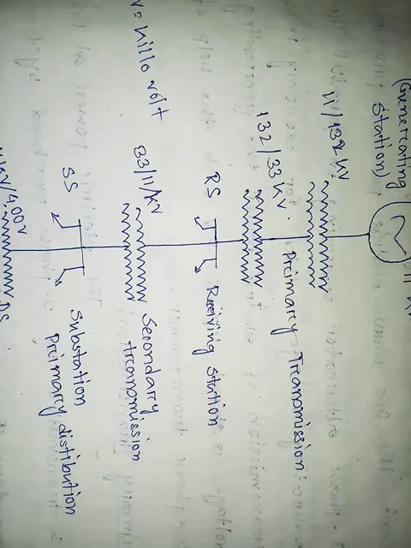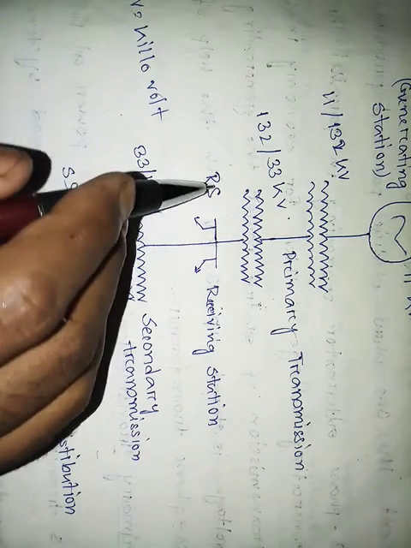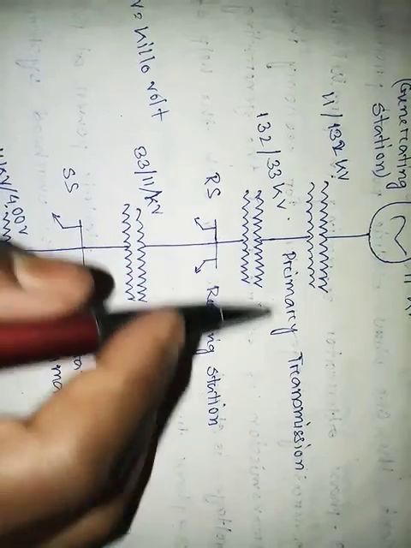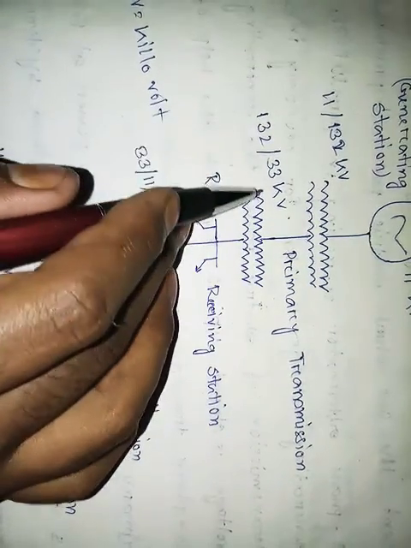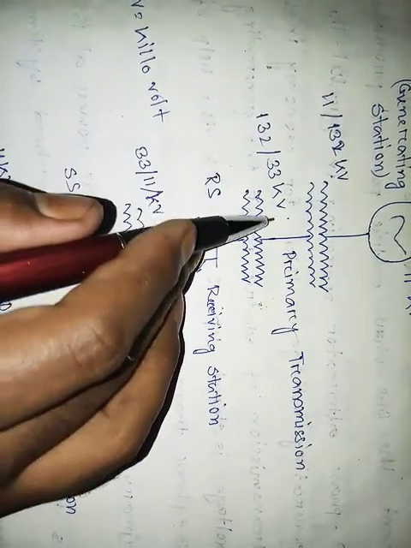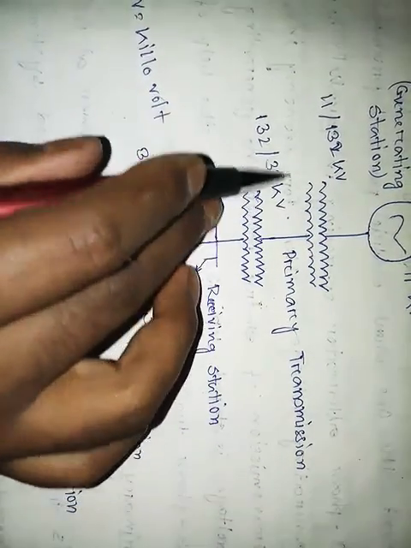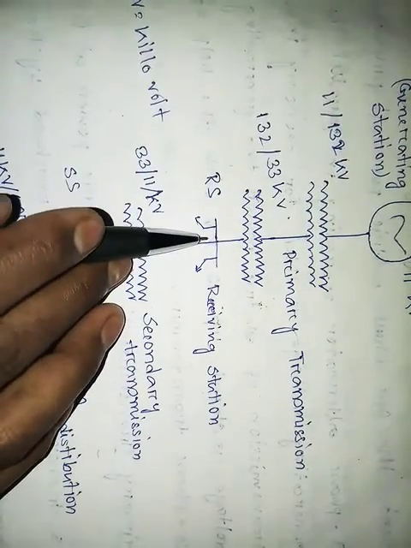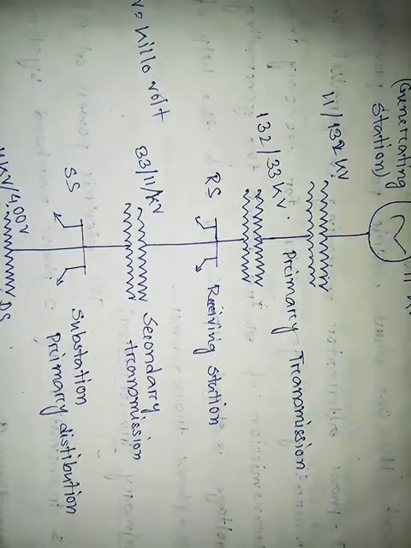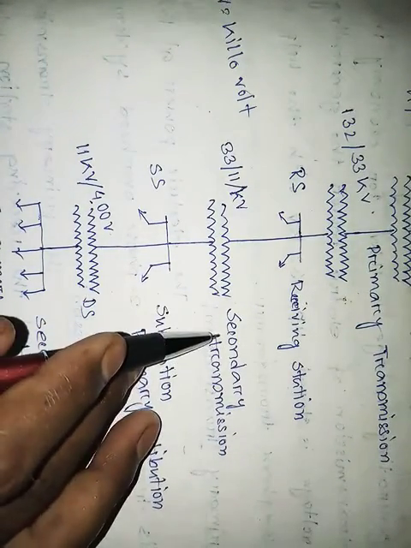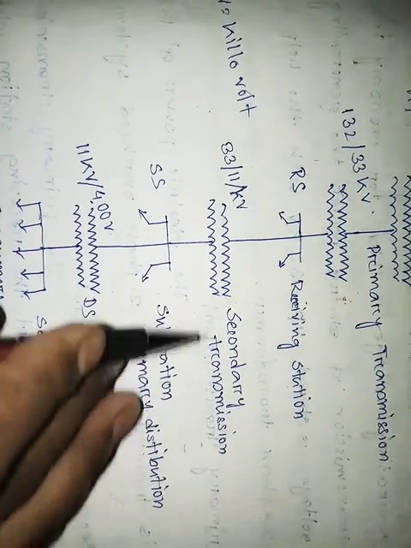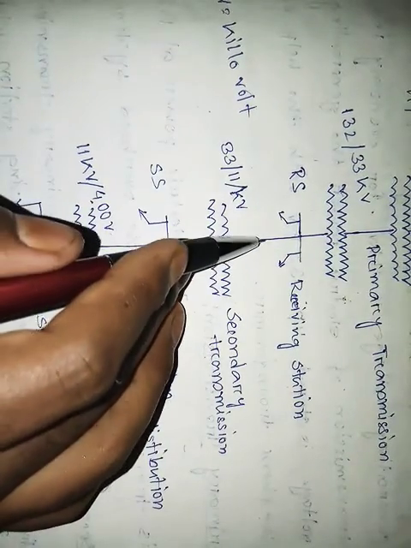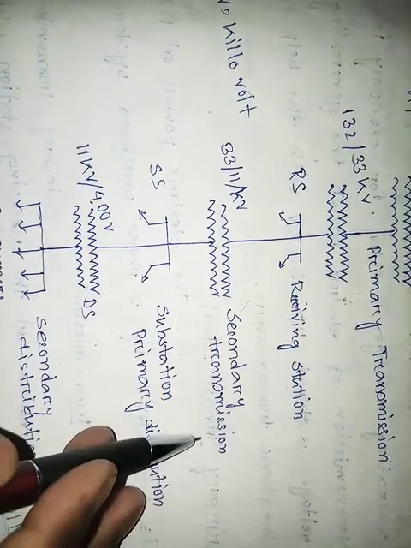Now see, after primary transmission, the power is stepped down from 132 to 33 kV. Here power is stepped down and comes to the receiving station. After the receiving station, it goes to secondary transmission. From the receiving station to this transformer, this section is called secondary transmission.